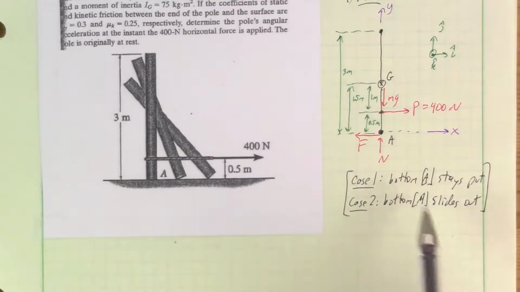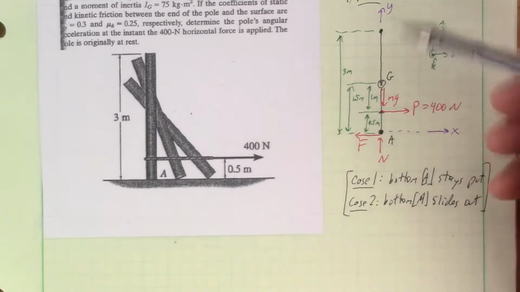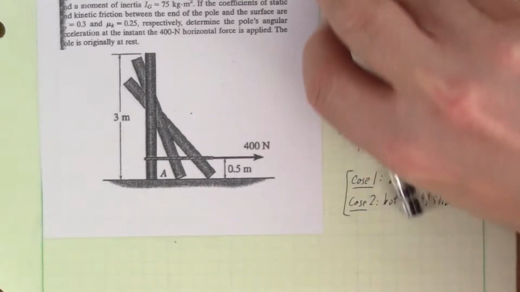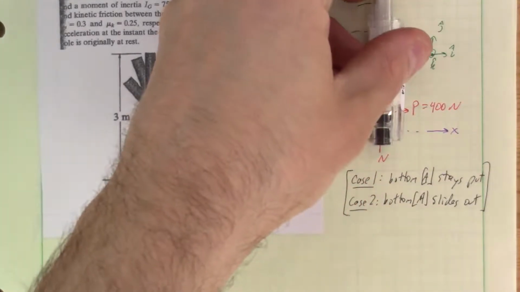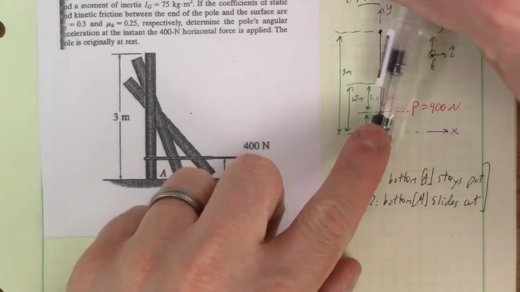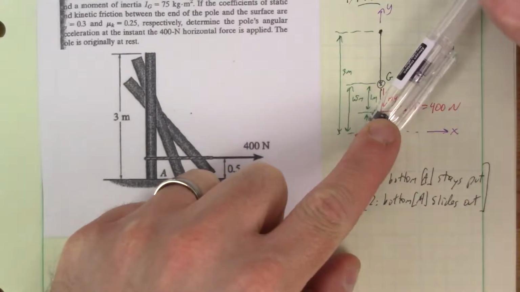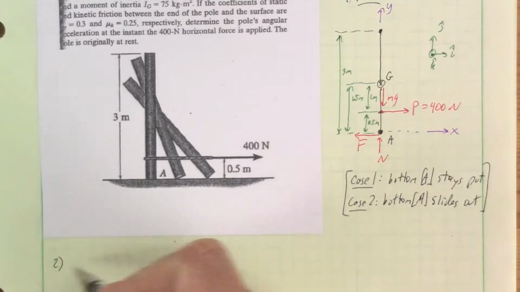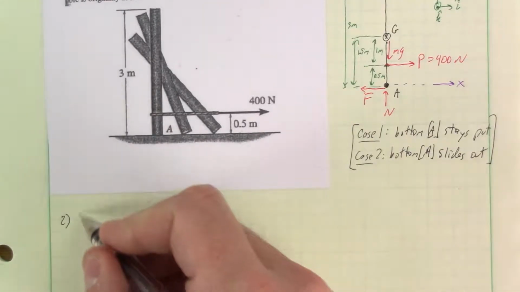Because if you haven't pulled hard enough, or you've pulled too high up, it's going to stay static and just kind of go like that, acting like a pin, right? Okay, so then next, step 2 is kinematics.